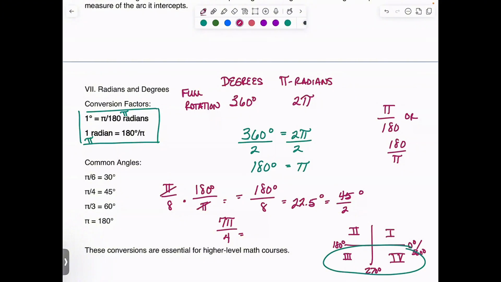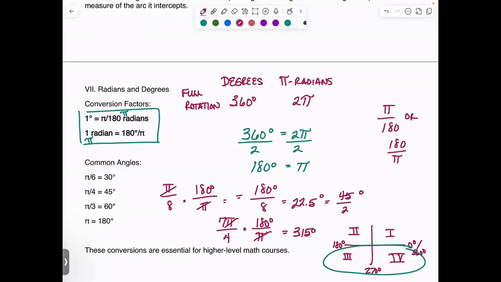But back to 7 pi over 4, and I need to add my conversion here. My factor, right? The pi's cancel. Always make sure either degrees or pi's cancel. You have 7 times 180 divided by 4. This should come out nice and even. You get 315. Okay, 315 is going to be in that fourth quadrant. That's a rather large angle.